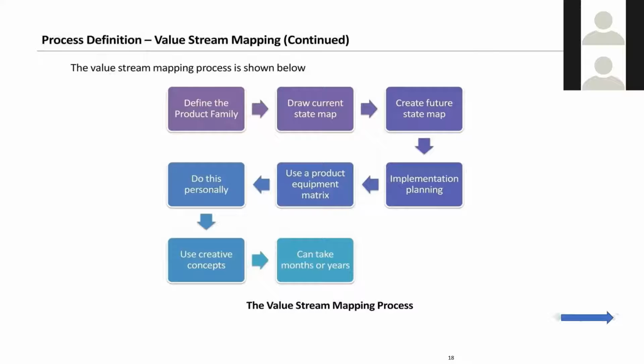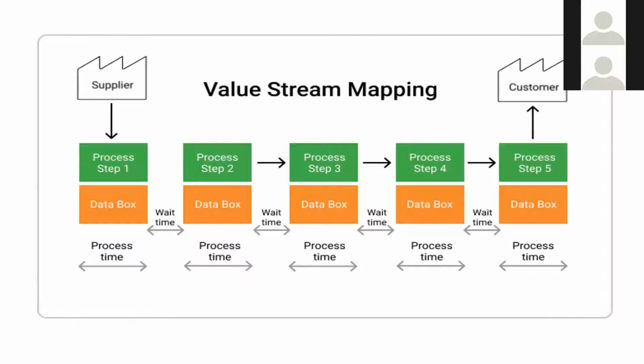From here, this is how your value stream mapping actually moves. You have a supplier at one end, you have a customer at the other end. The supplier gives you the goods as per your specifications. So that's process step one, which goes into your data box. How long does this process take from your client to your warehouse to fully stack? We then look at the outbox.